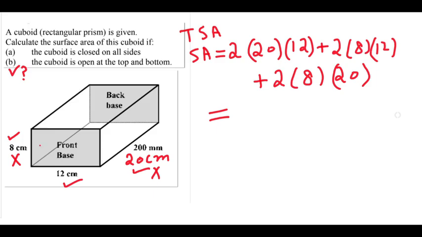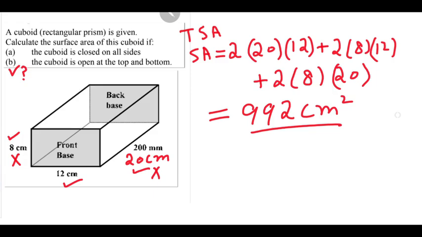Actually you don't even need to look at front and back, top and bottom. You can just do the combinations between these three sides. First 2 times 12 and 20, and then 8 and 12. The last combination I didn't do was 8 and 20, so 2 times 8 multiply 20. So I use my calculator. The answer is 992 centimeter square. For surface area you must write the square on top.